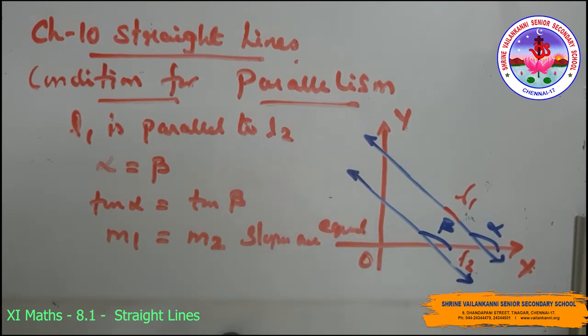Conversely, if the slopes of two lines L1 and L2 are the same, that is m1 equal to m2, then tan alpha equal to tan beta. By the property of the tangent function between 0 and 180 degrees, alpha equal to beta. Therefore, the lines are parallel.